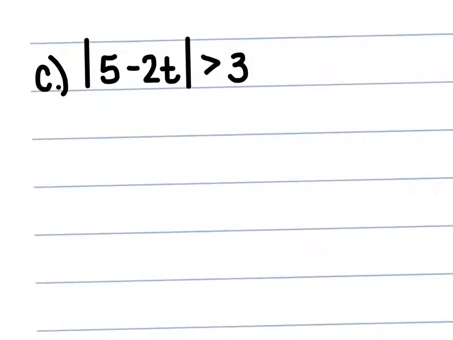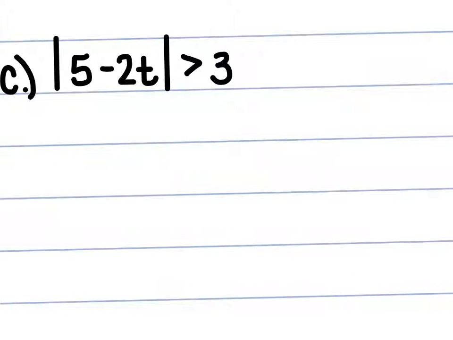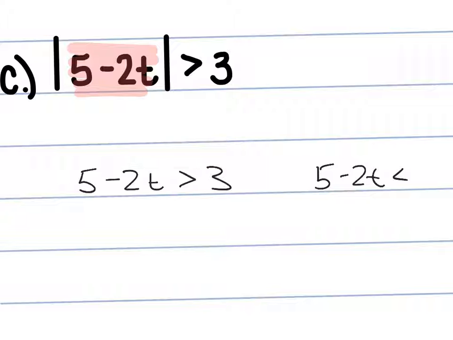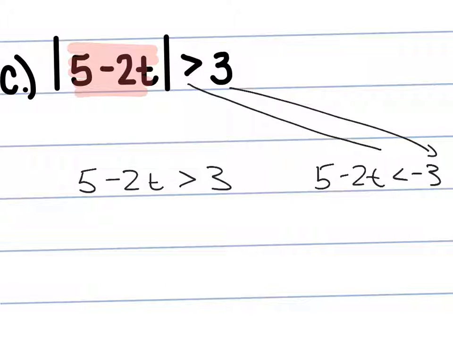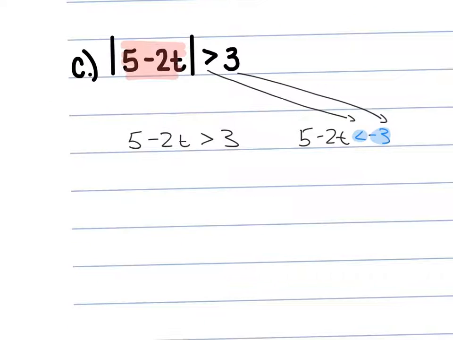All right, let's do one more. 5 minus 2t is greater than 3, and 5 minus 2t is less than negative 3. Perfect. It's less than negative 3. The 3 became a negative 3, so this had to flip as well. That's why those two things happen. So notice the first inequality is basically the same. This changed, and that's always going to happen when we make our two inequalities.